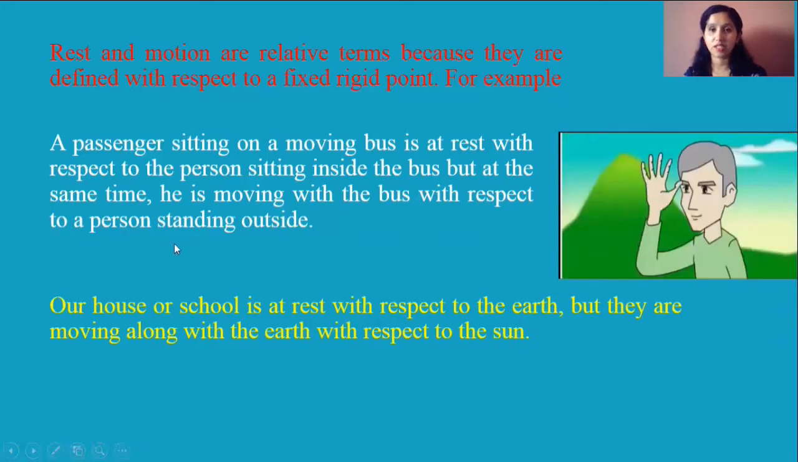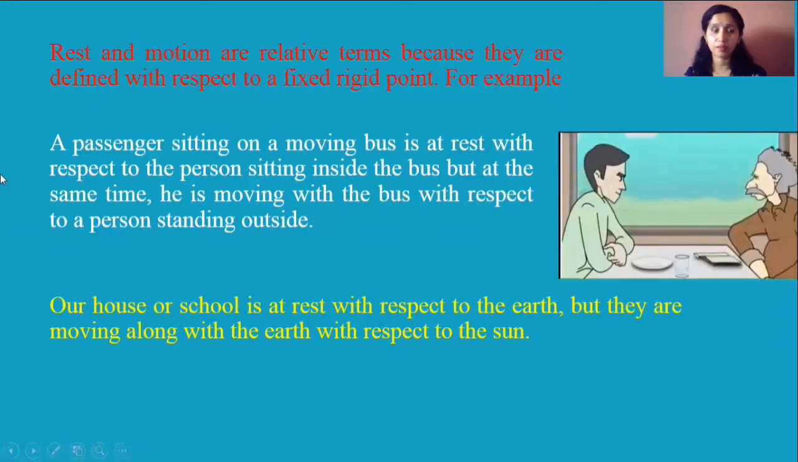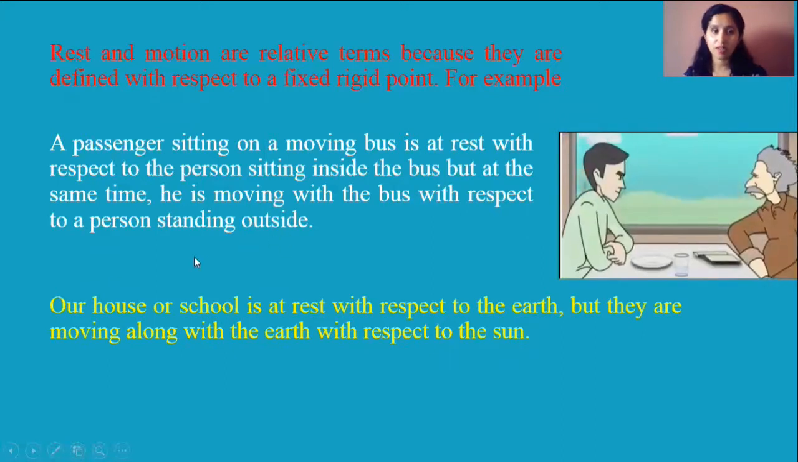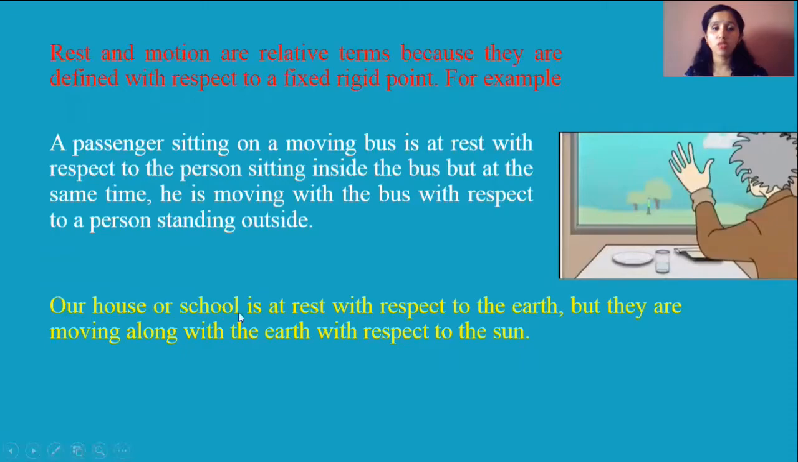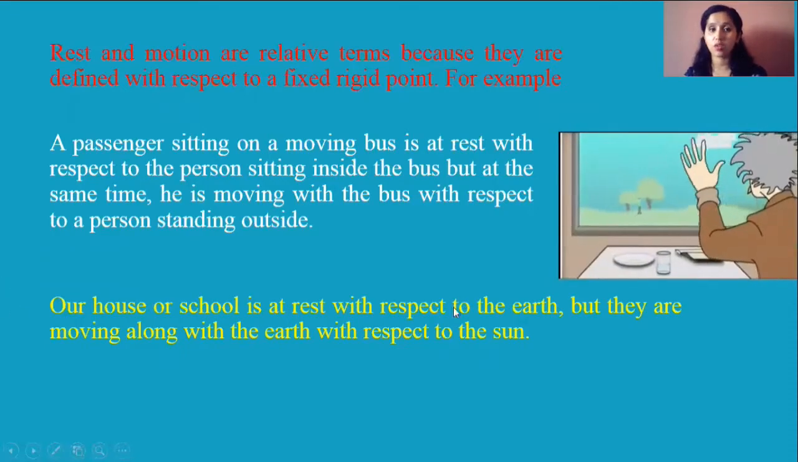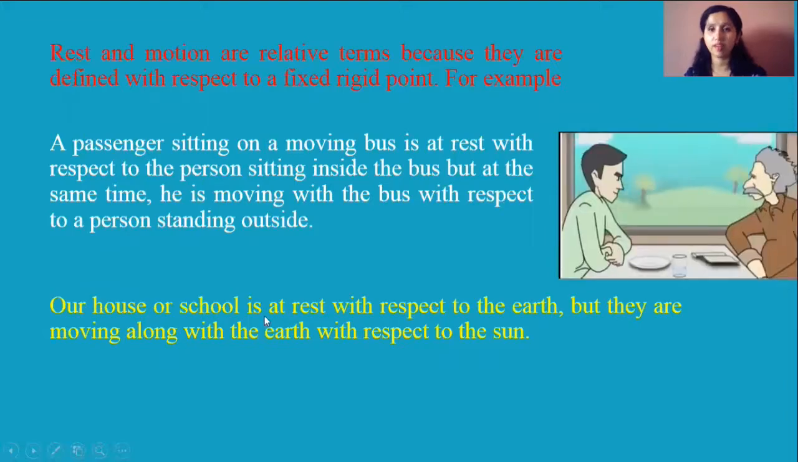It seems it is moving. Yes. So, the passengers are at rest, but the bus is moving in comparison to the outer surrounding. And similarly, our house or home is at rest with respect to the earth. If we compare with the earth, our house or school, they are at rest.